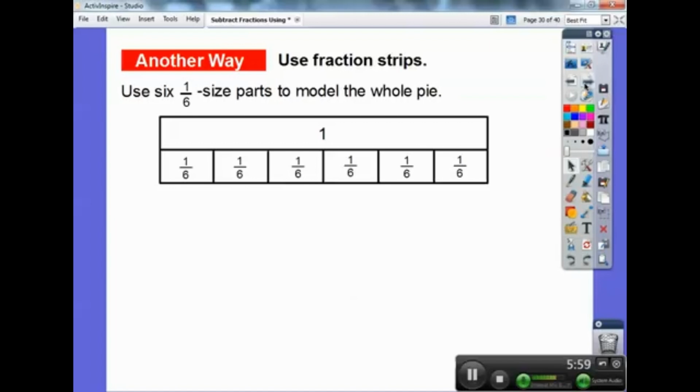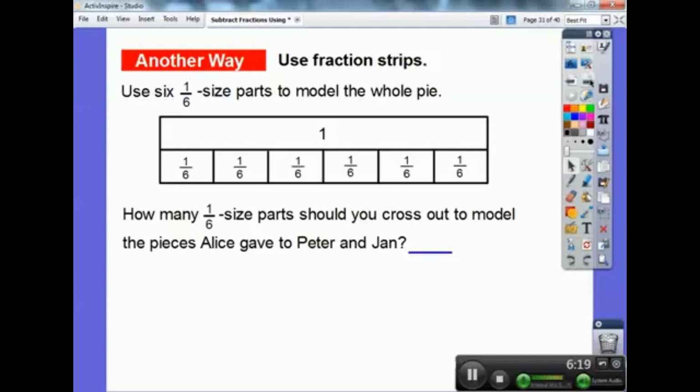So another way is to use fraction strips, you guys. Here's a fraction strip, this is 1 unit to represent the 1 whole pie, and since she cut it up into 6, I cut this fraction unit up into 6 size pieces right here. So we're going to use 6 size parts to model the whole pie. How many 6 size parts should you cross out to model the pieces that Alice gave to Peter and Jan? Well, she gave a piece to each, so there would be 2 pieces. Notice I crossed off these 2 pieces right there.